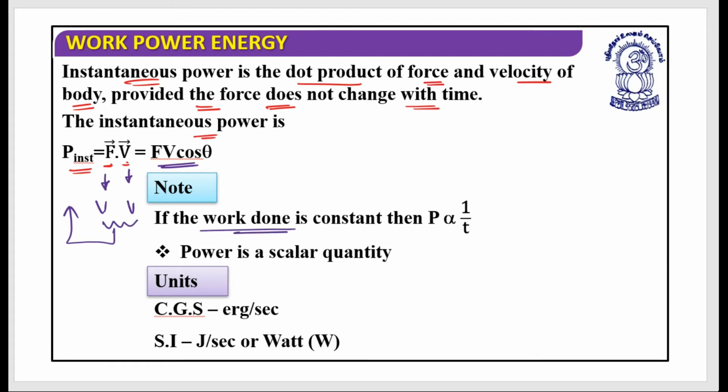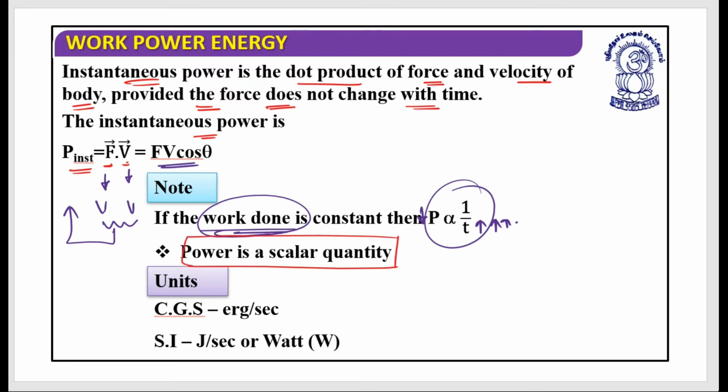If the work done is constant, P is directly proportional to 1 by T. That means if time is increasing, power is decreasing. This is true when work done is constant. We understood that power is a scalar quantity. This is all information that you have already studied in your previous classes, in ninth grade, as well as in your theory lectures or school sessions. So we are just revising it, and we will get back to the applications of power.